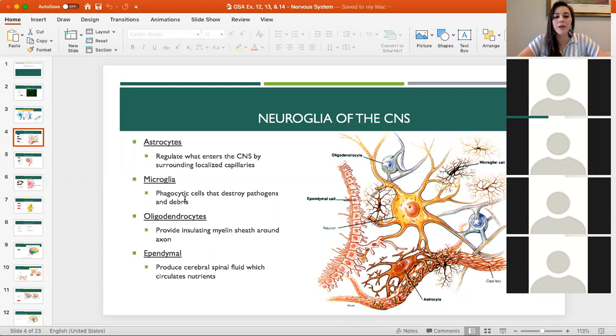All right, so very important are oligodendrocytes. So our oligodendrocytes are the cells in the central nervous system that will be making up that myelin sheath that we see around the axon, okay? And then lastly, our ependymal cells are going to be producing cerebral spinal fluid. So our cerebral spinal fluid is flowing all throughout our brain in these structures we call ventricles that we'll talk about later on in this lecture. And so that's going to be circulating nutrients throughout the brain just to get to all of the different structures and things that we have.